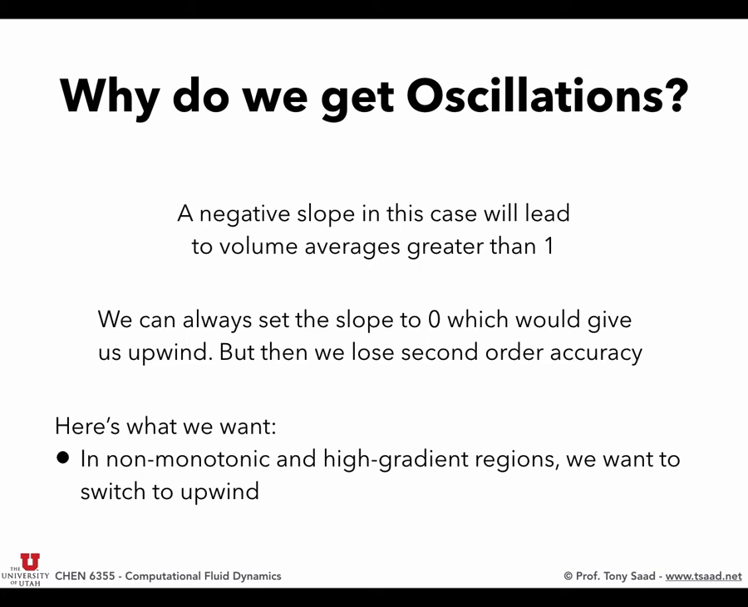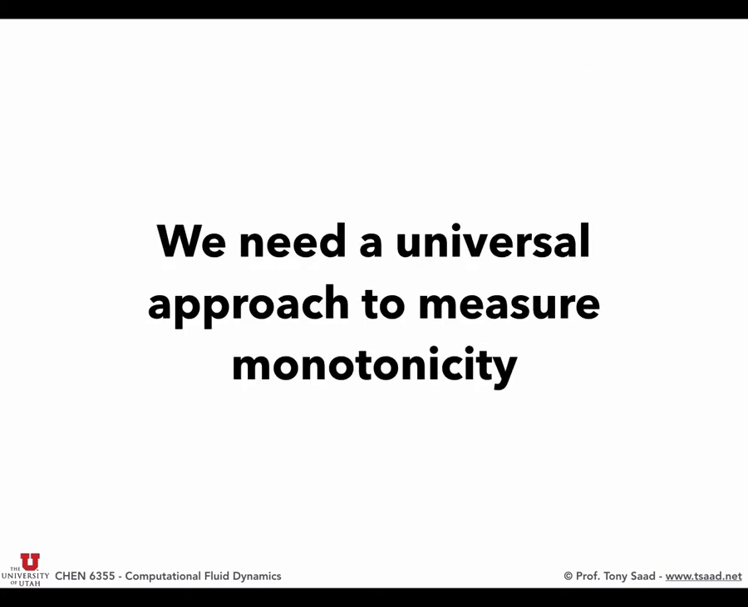So how can we combine the two? Well, it looks like we need a universal way to measure monotonicity. Because if we know where we are monotonic, we can choose a second order scheme. If we know where we are non-monotonic, we'll choose upwind. That's kind of the idea here.